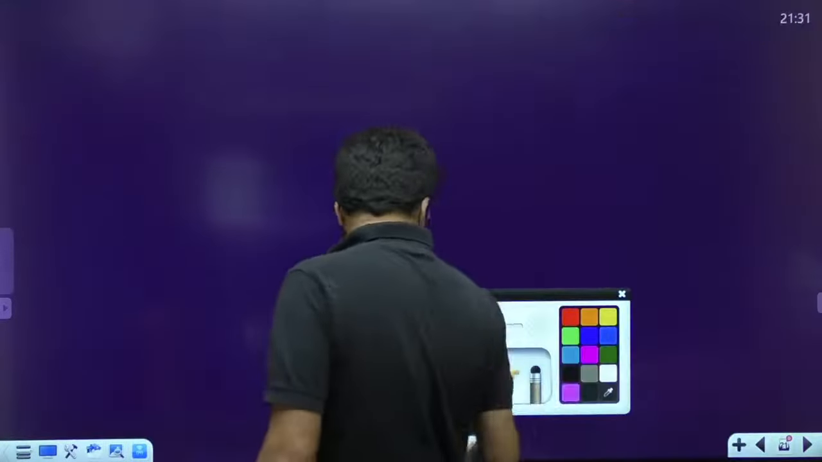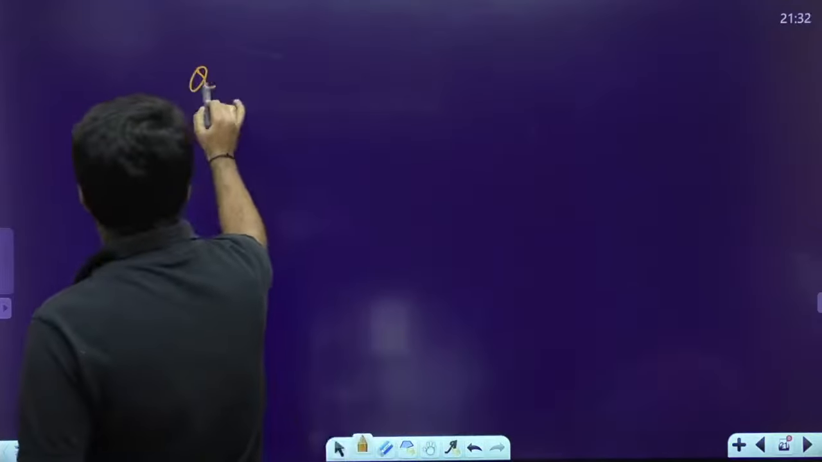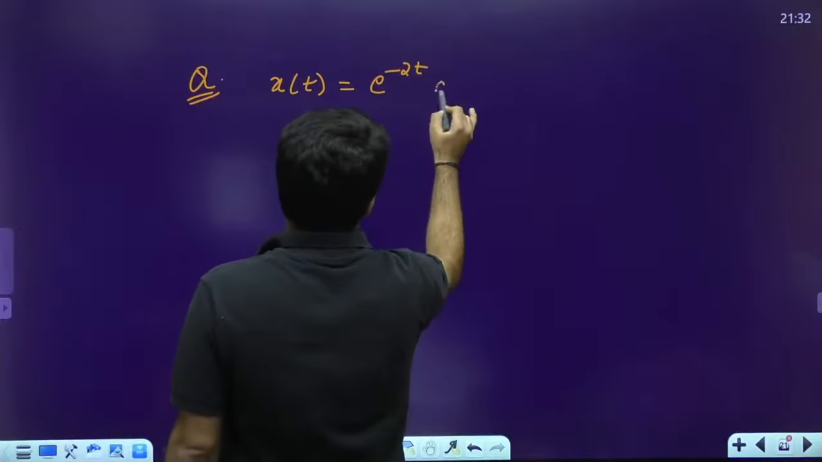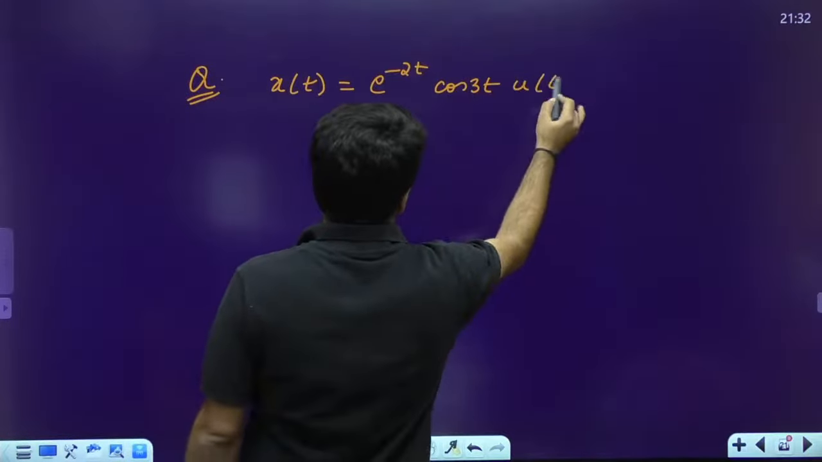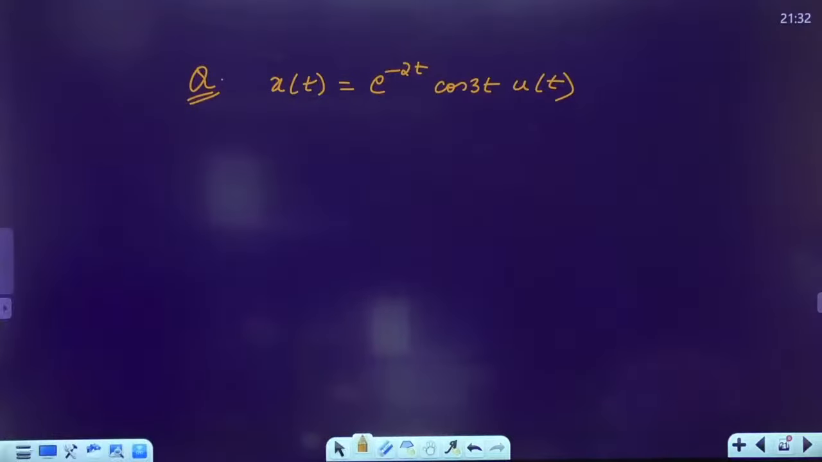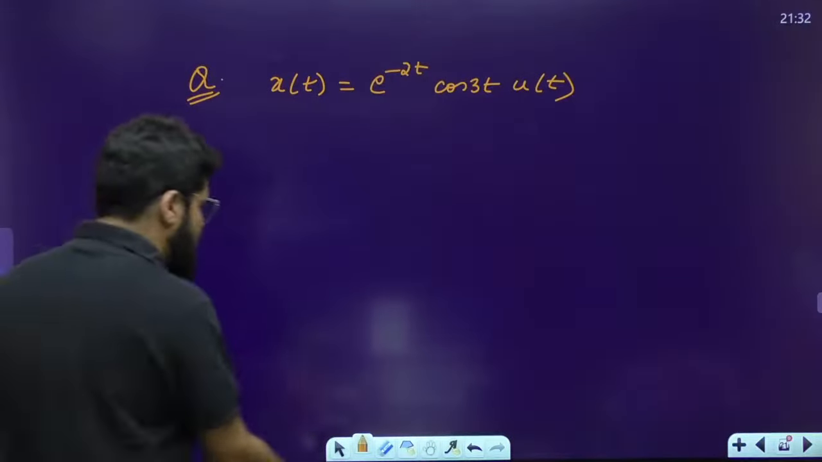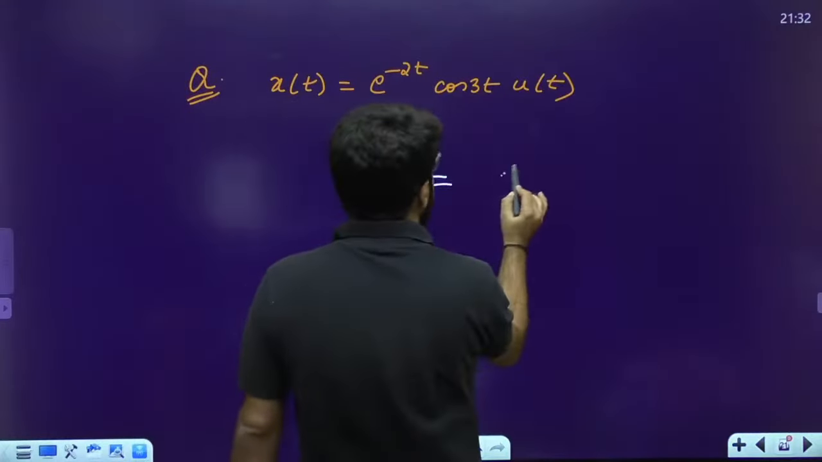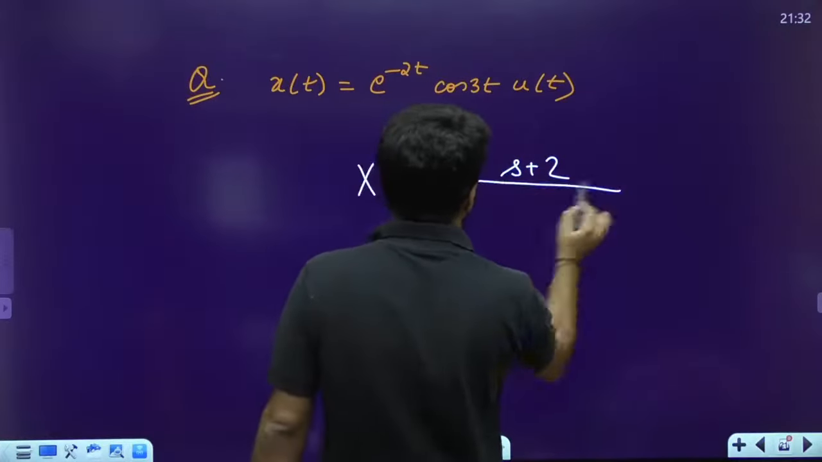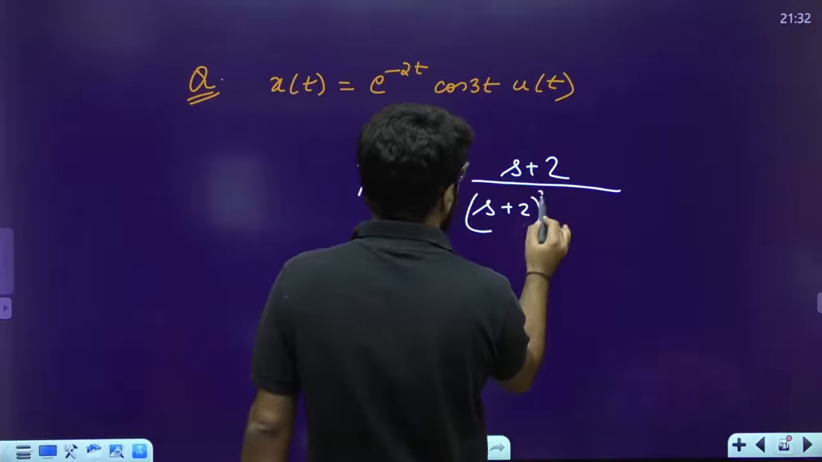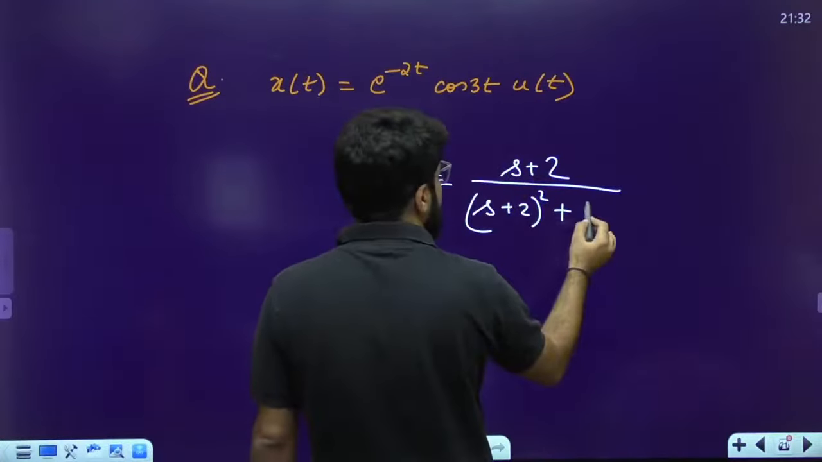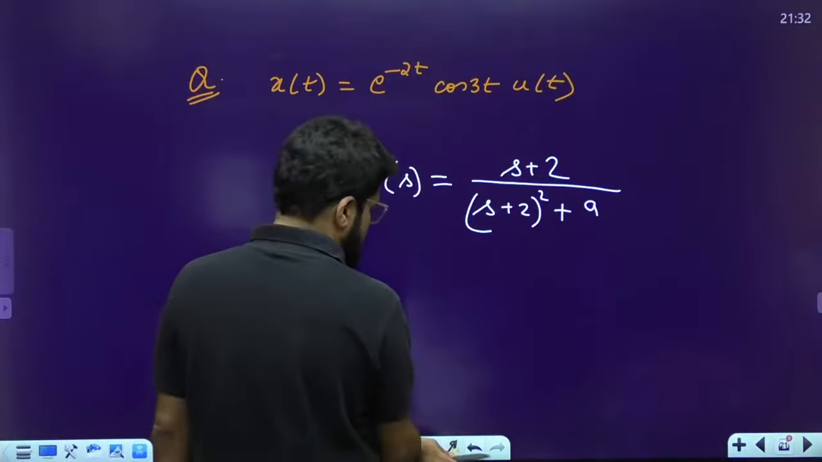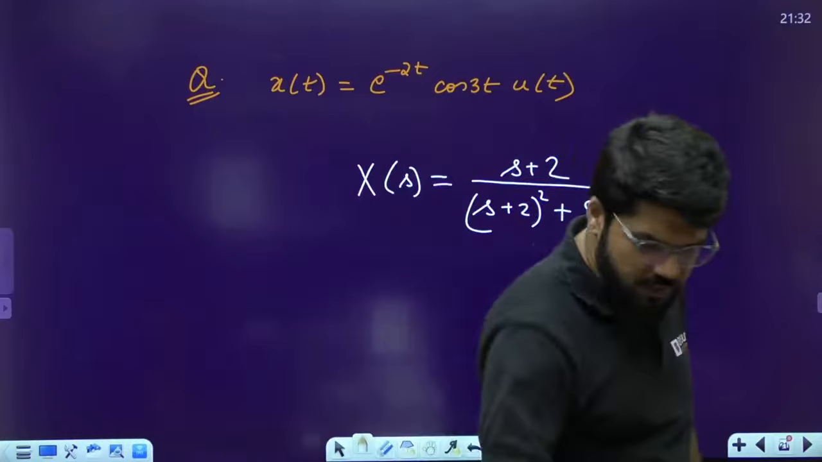Here we can frame some examples also. These are some direct questions sometimes. Find the Laplace transform for e power minus 2t cos 3t u(t). So what is going to be the Laplace transform? It will be written as s plus 2, since the value of a is 2, upon s plus 2 whole square plus omega naught square, and omega naught is 3, so that is going to be 9.